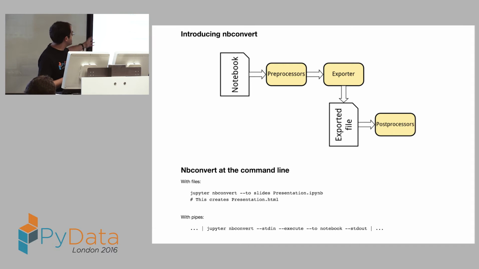But you can also use it as part of a pipeline, so it can read a notebook from standard in and produce something to standard out. In this example, I've used it with the --execute flag. That's one of the preprocessors built into nbconvert, which allows it to execute a notebook before rendering it, so you can ensure that it's up to date at the point when you render it.